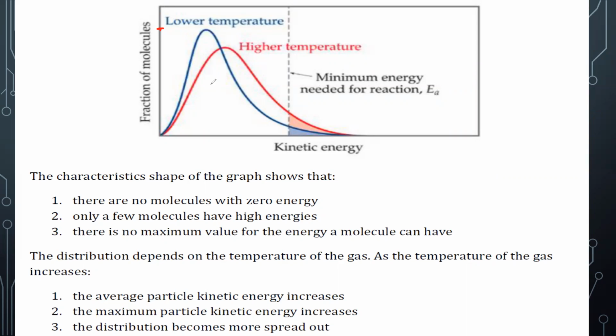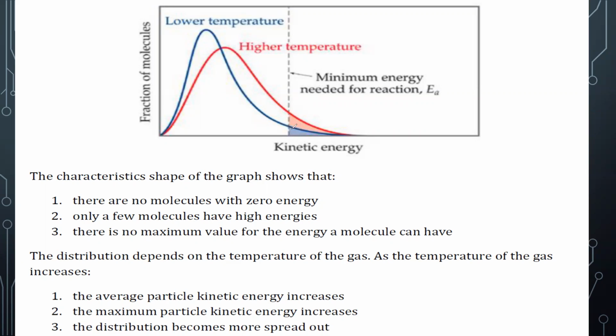But when we increase the temperature, the peak will decrease and the peak of the graph is shifted towards the right hand side. It means now a greater number of particles will have higher energy. And this is also a Maxwell-Boltzmann distribution graph used to explain how the rate or speed of reaction is affected by temperature.